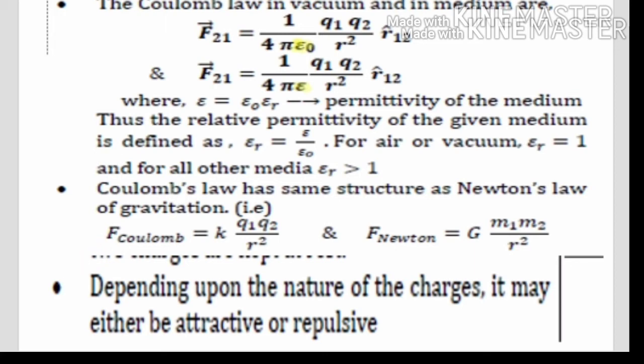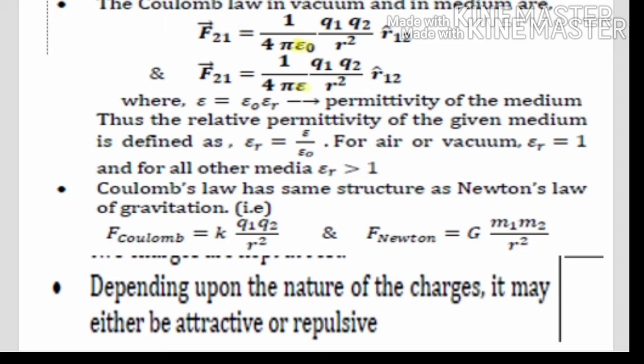According to Coulomb's law, the force between the two point charges is directly proportional to the product of the charges and inversely proportional to the square of the distance between them. Similarly, we can state Newton's law of gravitation as: the force between the two point masses is directly proportional to the product of masses and inversely proportional to the square of the distance between them. Look at the equation, Newton's force.